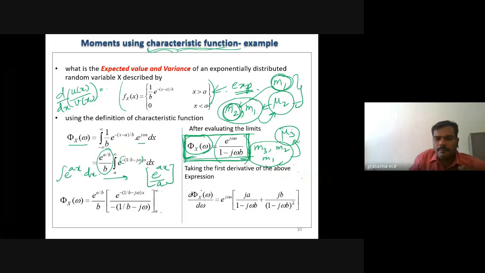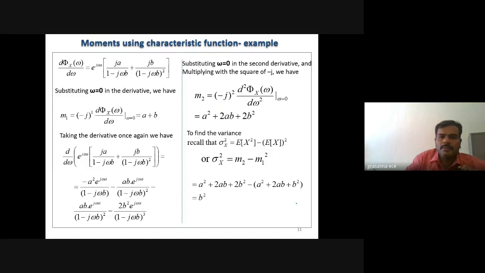To find out this d phi x of omega divided by d omega, here I am taking the derivative with respect to omega. We can just verify that this is the final result. Now what we are going to do is put omega equal to 0 in this expression. We are going to take this entire expression and substitute omega equal to 0. When you substitute omega equal to 0, what happens here? This entire thing simplifies to a plus b.